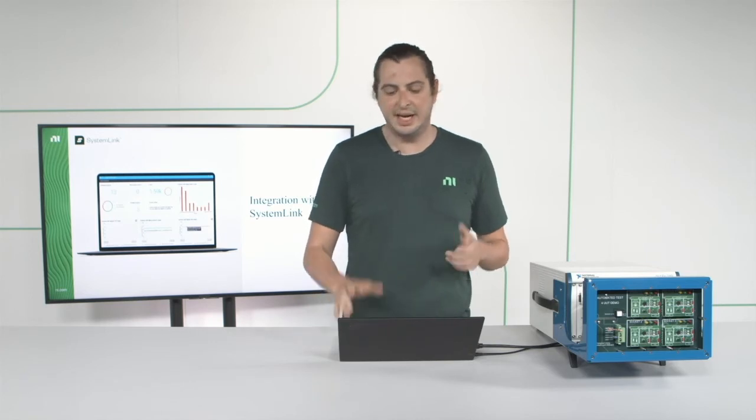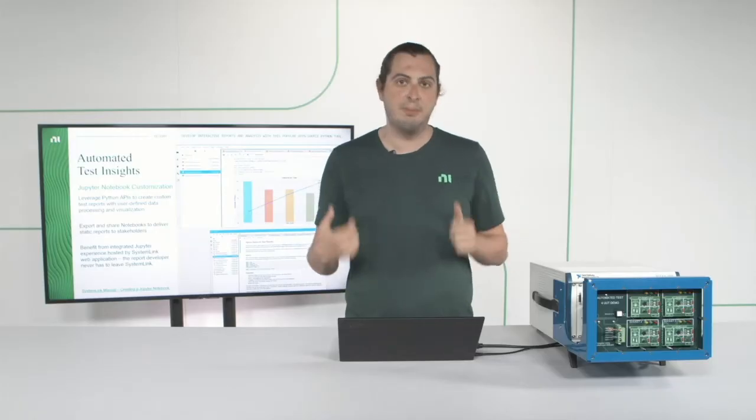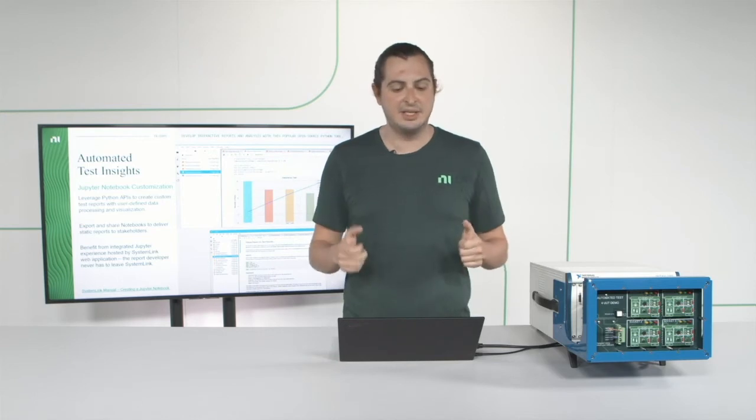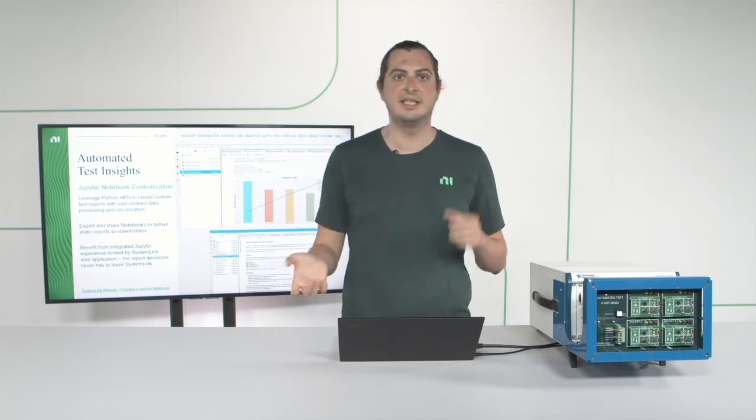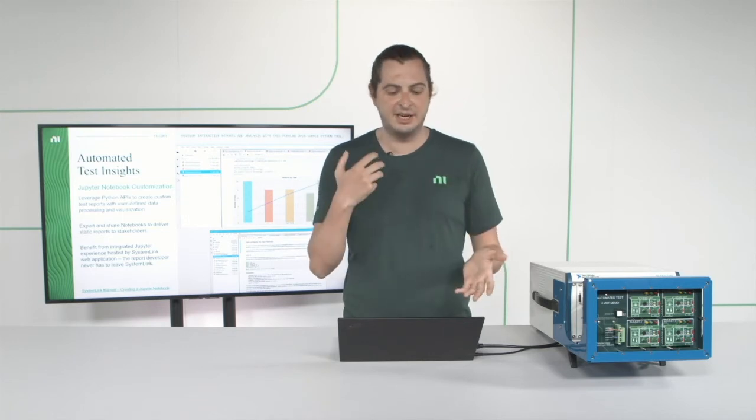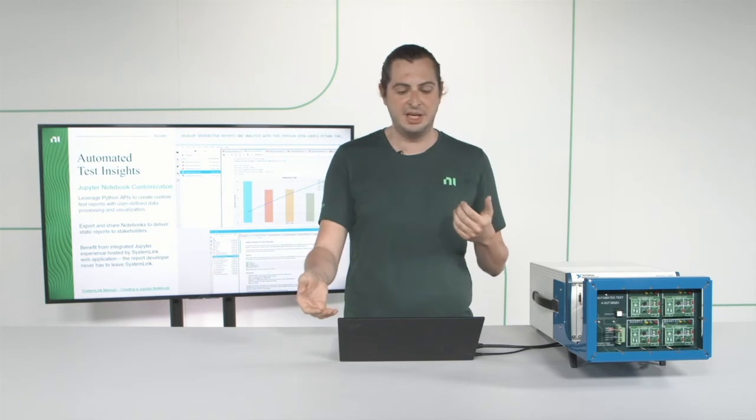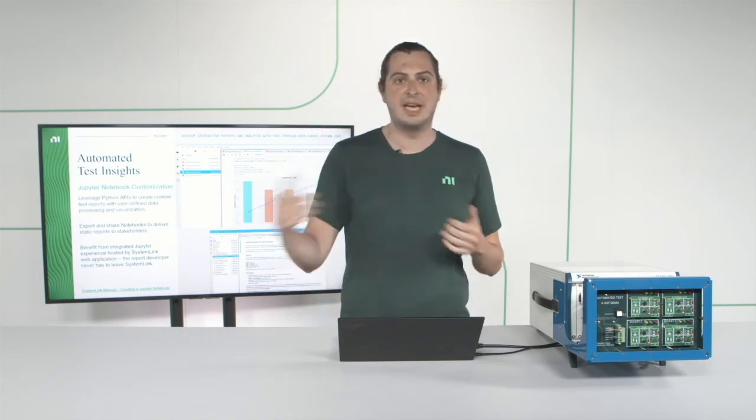So there is a tool that you may or may not be familiar with called Jupyter Notebooks. It is a popular web-based tool for developing and executing Python scripts with inline visualization. And so we have integrated Jupyter Notebook into SystemLink so that you can use custom Python APIs that allow you to pull in data from SystemLink's data shares and do analysis with whatever Python libraries you want to use, as well as finally get your final test report out.